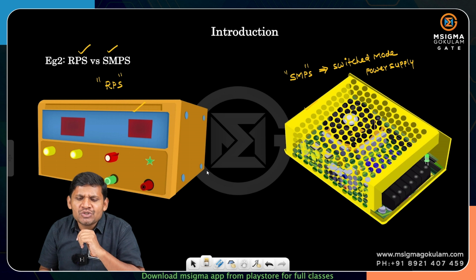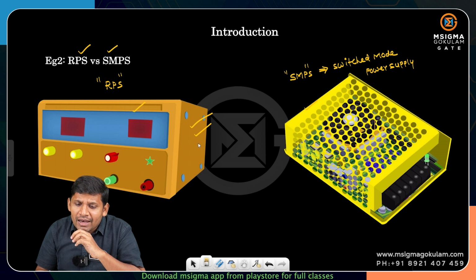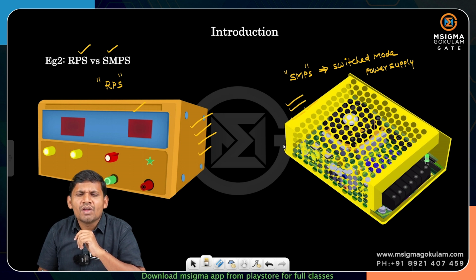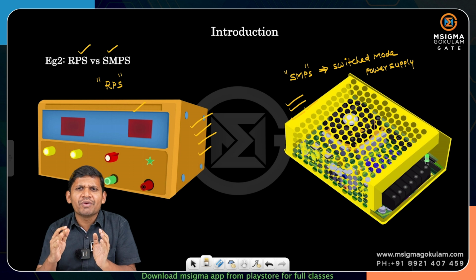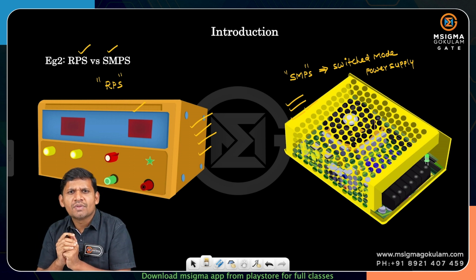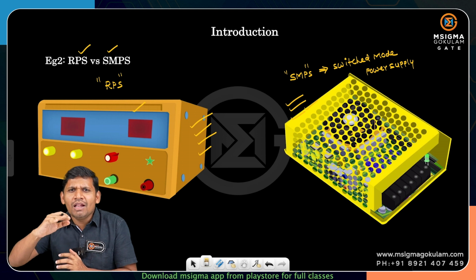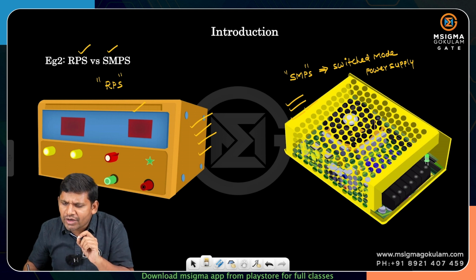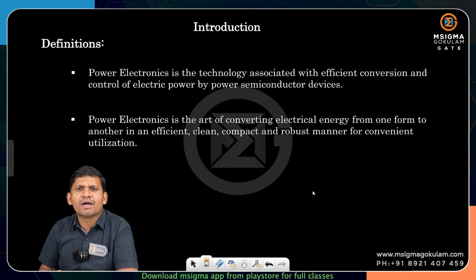But if you compare these two, this has more size, more weight, less efficiency, more losses. But what about this one? This is less size, less weight, high efficiency. All these are the advantages. I am just giving two examples, conventional circuit and power electronic circuits. That's why all the factors I told are satisfied with power electronics. That's why power electronics is the more popular technology.